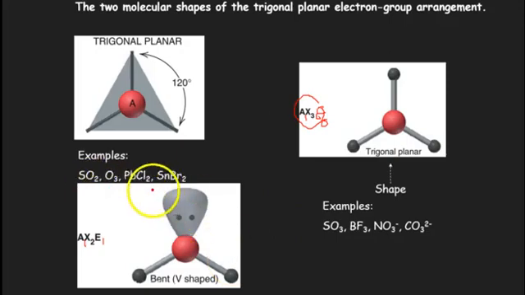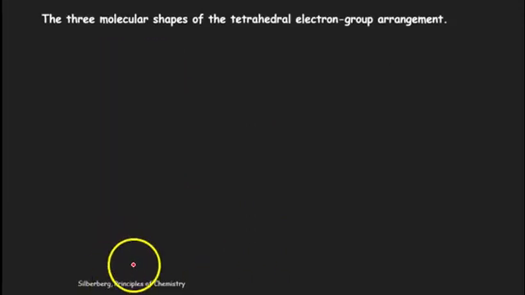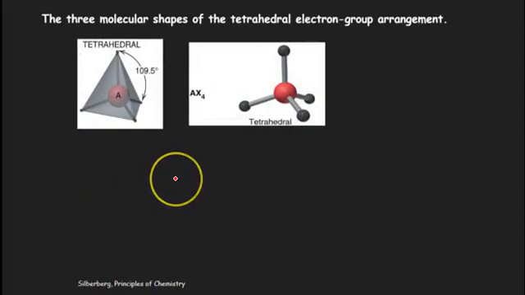So examples of things that are going to be bent. Oh no, those are the trigonal planars. They didn't show you the bent. It's like they didn't give you examples of the bent one. This is what a tetrahedral looks like. Okay, looks like this. When you draw it on paper, a tetrahedral will look like this.